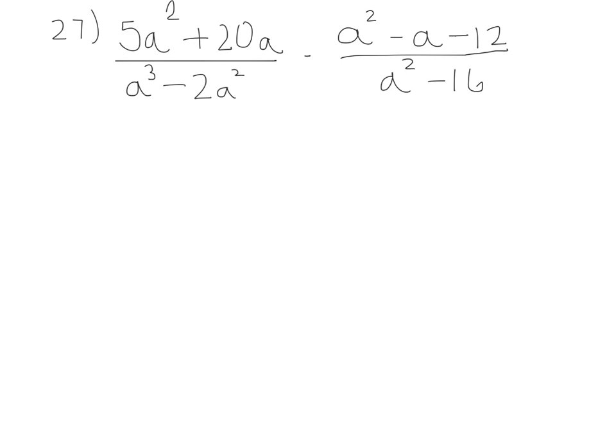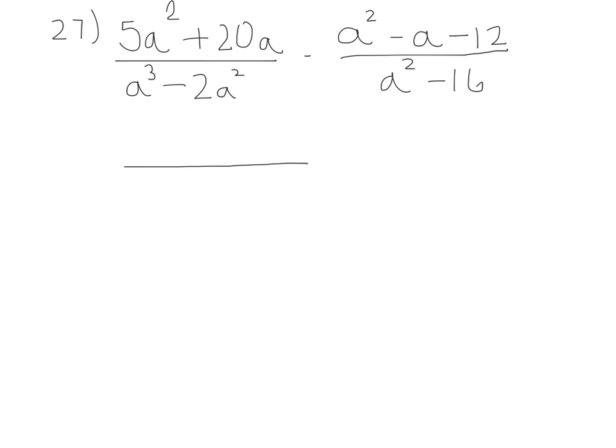This is number 27 in problem set 4.2 on page 194, where you're asked to perform the indicated operations involving rational expressions and then express your final answers in simplest form. So what we want to do is take a look and factor each part of these rational expressions that can be factored. So I'll start with the top of the first fraction.